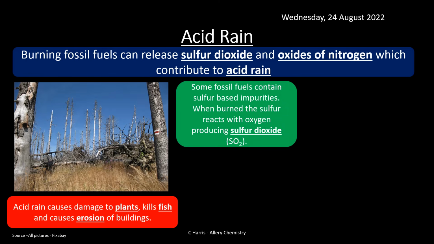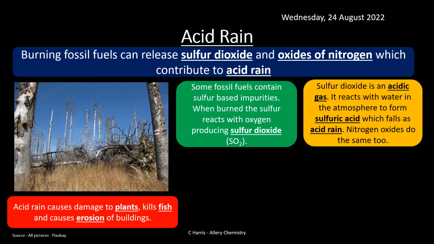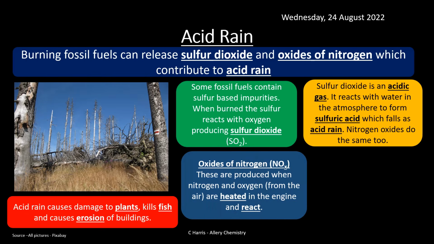So some fossil fuels contain sulfur-based impurities. It just can't be helped. When you burn a fuel, there's sulfur in there. When we burn that fuel to generate energy, the sulfur that's trapped within the fuel naturally reacts with the oxygen to form sulfur dioxide. That sulfur dioxide is an acidic gas. It reacts with the water in the atmosphere. That produces your acid rain. Nitrogen oxides also do the same, so you can get nitric acid. But the main form of acid rain is sulfuric acid.